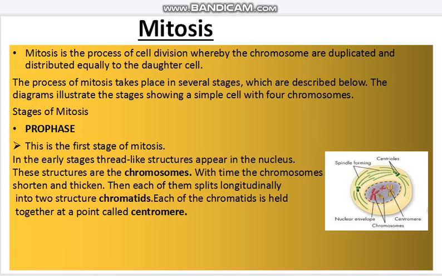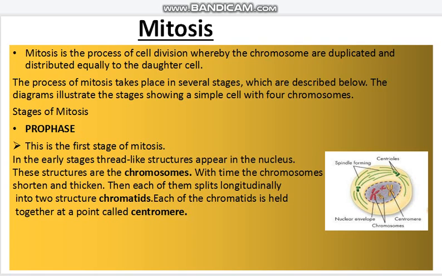The process of mitosis takes place in several stages, which are described below, and we are going to talk about them one by one. The diagram illustrates the stages showing a simple cell with 4 chromosomes, and how they undergo all these processes. The first stage we are going to talk about is prophase. This is the first stage of mitosis.